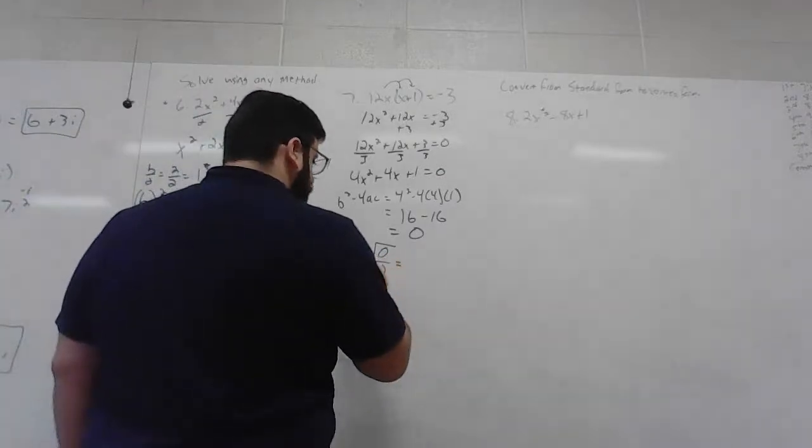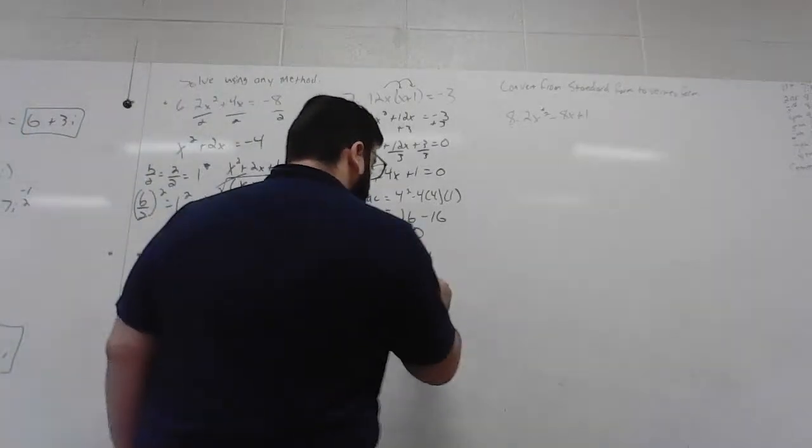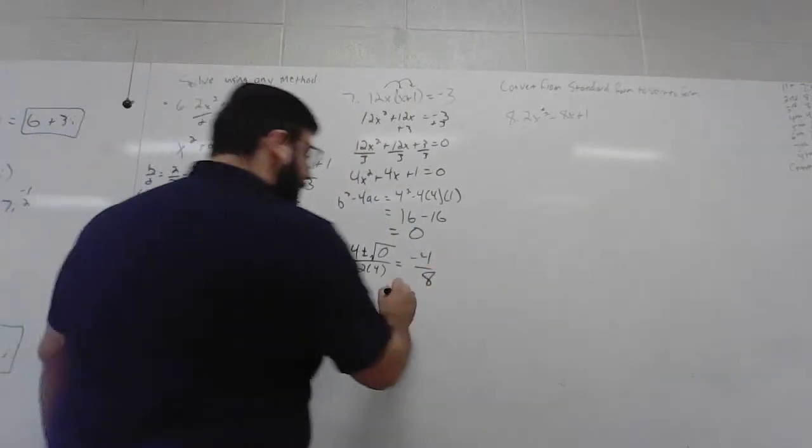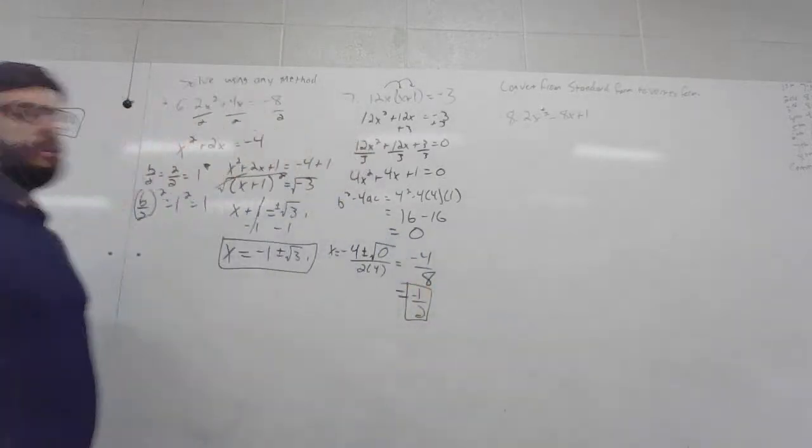Okay, so square root of 0 is just 0, right? Negative 4 plus 0 is the same as negative 4 minus 0, which is negative 4. 2 times 4 is 8. So I get negative 4 over 8, which reduces to negative 1/2. So I only have one solution here.